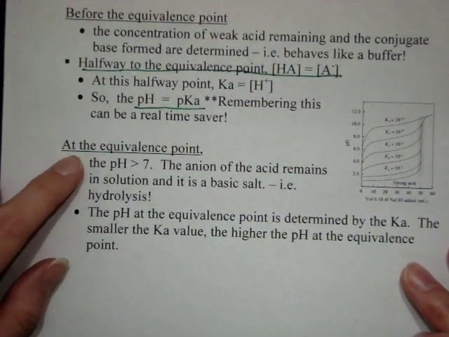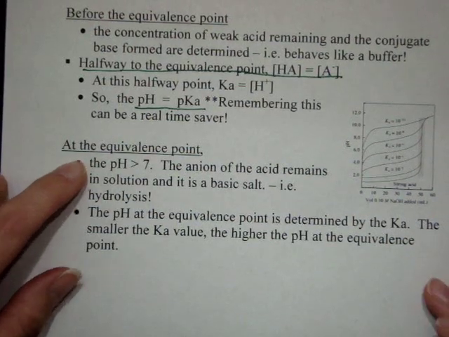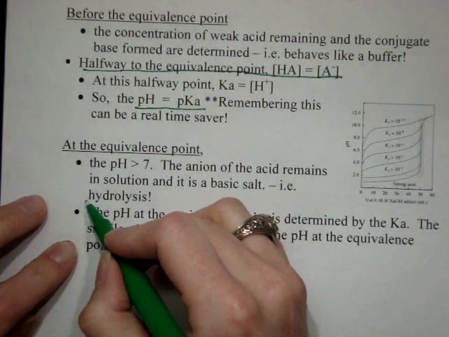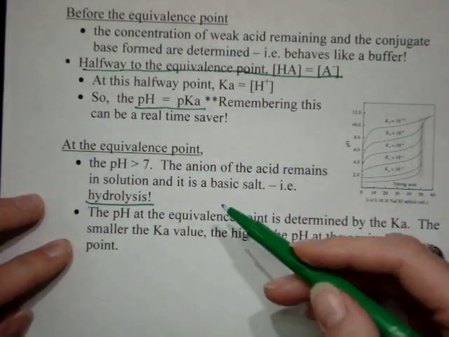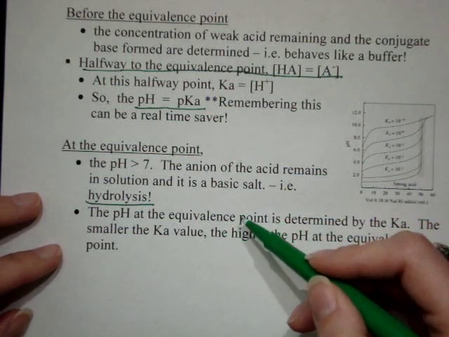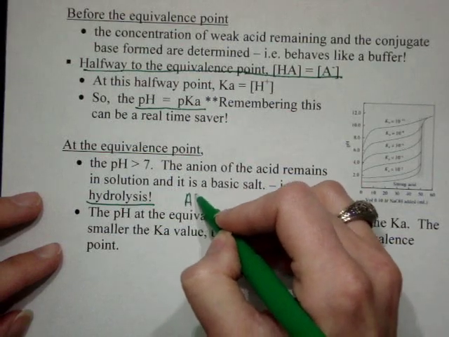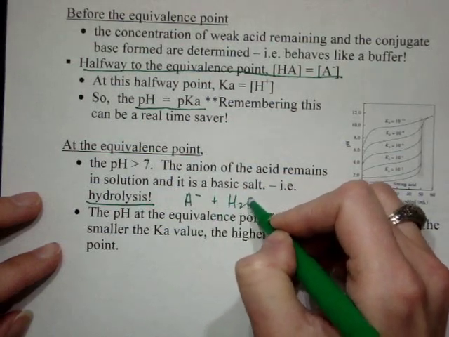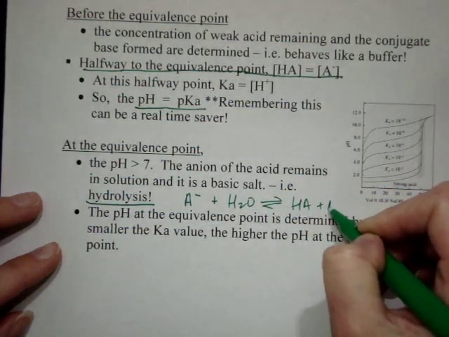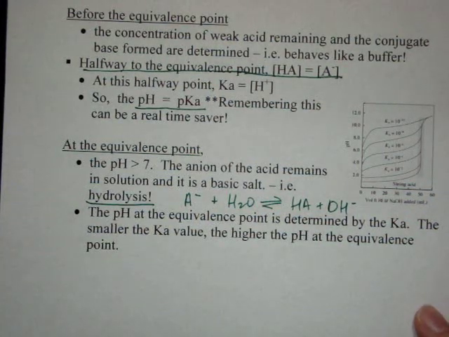At the equivalence point, in this particular case, you're making a basic salt, so your pH is going to be greater than 7 because of hydrolysis. So you'll see that all of the acid has been converted by the strong base, but then you'll have that hydrolysis: A minus plus water makes equilibrium HA plus OH minus. So you have to work that out again.